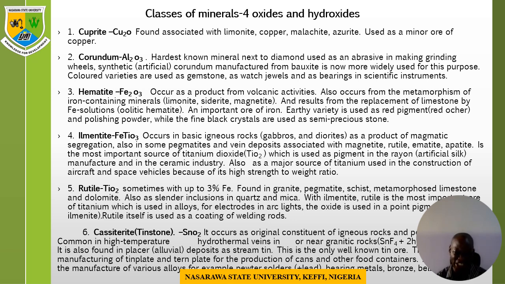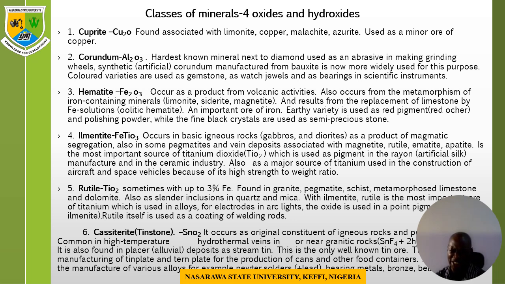Ilmenite occurs in basic igneous rocks, gravels, diorite, as a product of magmatic segregation, also in some pegmatite and vein deposits associated with magnetite. Ilmenite is the most important source of titanium dioxide, which is used as pigment in rayon, artificial silk manufacture, and the ceramic industry. Also a major source of titanium used in the construction of aircraft and space vehicles because of its high strength to weight ratio. Rutile, sometimes with up to 3% of iron, found in granite, pegmatite, schist, metamorphosed limestone, and dolomite. Also as slender inclusions in quartz and mica.